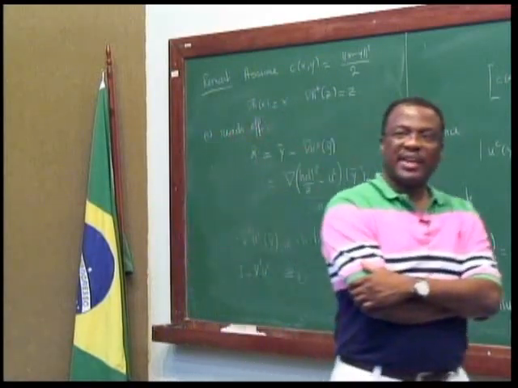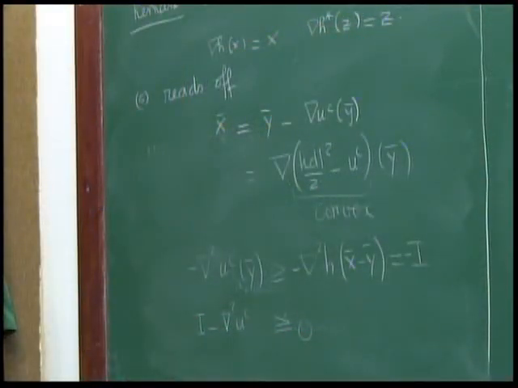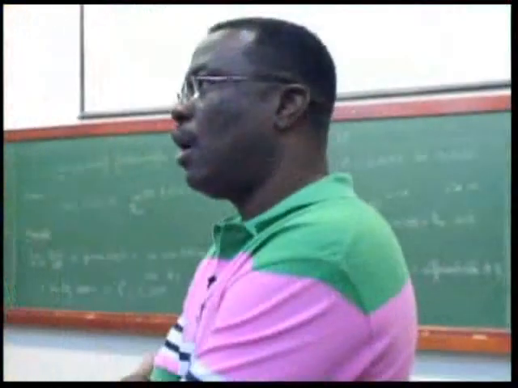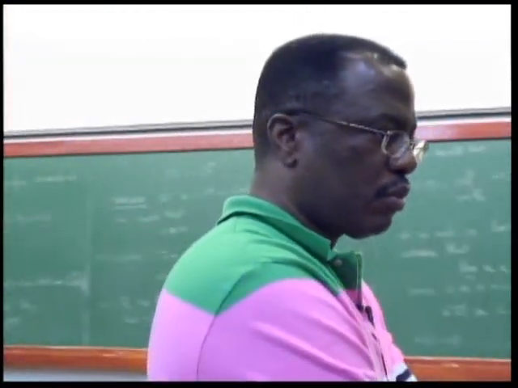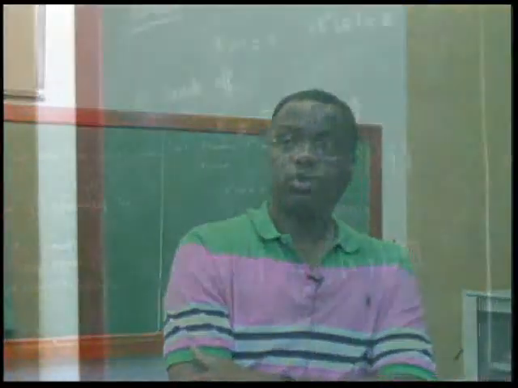So that was the case studied by Brenier. He studied the case where C of x, y is |x minus y| squared over 2. And he found that the optimal map is the gradient of a convex function. So I am going to stop here.